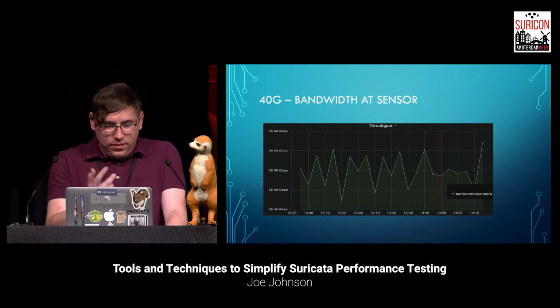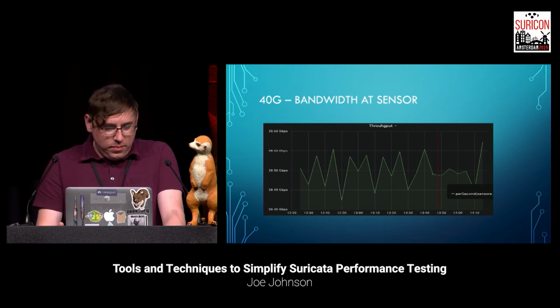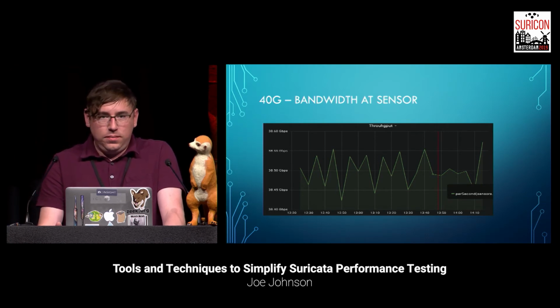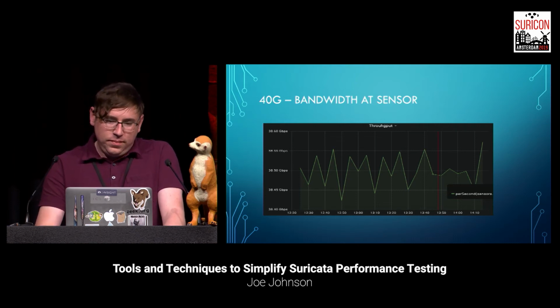And this is just kind of the bandwidth. You can see there's a little bit of jitter, but it's bouncing between 38.45 and 38.55 gig. So it's pretty much right around 38.5 on average.